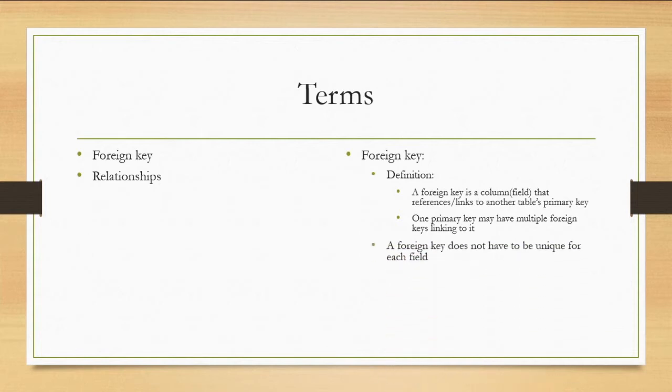A foreign key does not have to be unique for each field. In other words, you may have duplicate or multiple foreign keys in a table, whereas a primary key has to be unique. Again, just to reiterate, you can have multiple records with the same foreign key. Foreign keys can also be primary keys for a table. We'll look at an example of that as well.